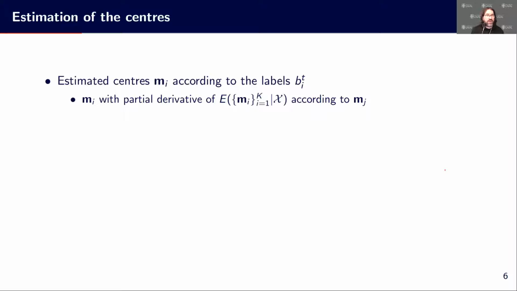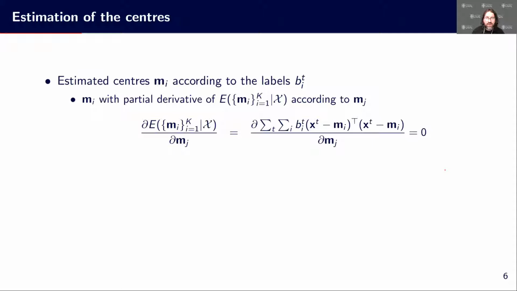So now the question is, how can we estimate the centers MI according to the labels BIT? This is kind of straightforward. We will rely on the partial derivative of the error criterion, which is here the reconstruction error criterion, according to MJ. That means we are making the derivative according to some given MJ. So MJ is one of these centers. We set the derivative of the reconstruction error according to MJ equal to 0, over all MI from 1 to K.